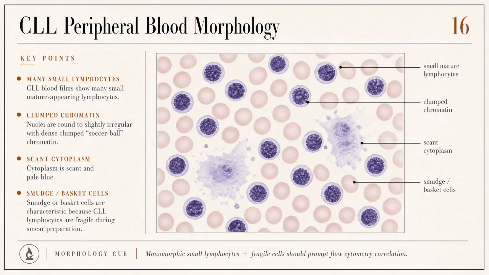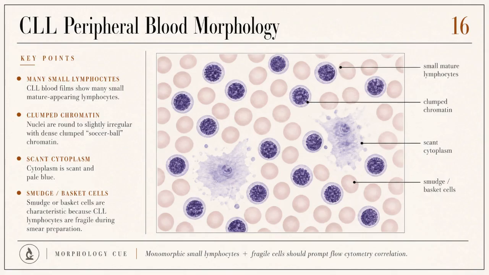In summary, mastering the peripheral blood morphology of CLL is a critical component of the histotechnologist's role in the diagnostic laboratory. It requires a keen eye for subtle cellular details, an understanding of artifact versus pathology, and an appreciation for how specimen preparation techniques influence diagnostic yield.